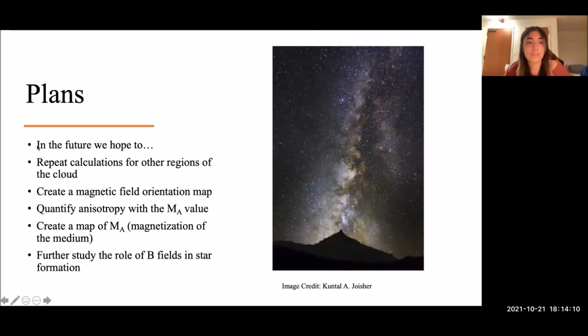Now onto our plans for the future. So in the future for this project, we hope to repeat calculations for other regions of the cloud. We hope to create a magnetic field orientation map. We want to quantify anisotropy with the Alfvénic Mach number, create a map of the Alfvénic Mach number, which will tell us the magnetization of the medium, and further study the role of magnetic fields in star formation.